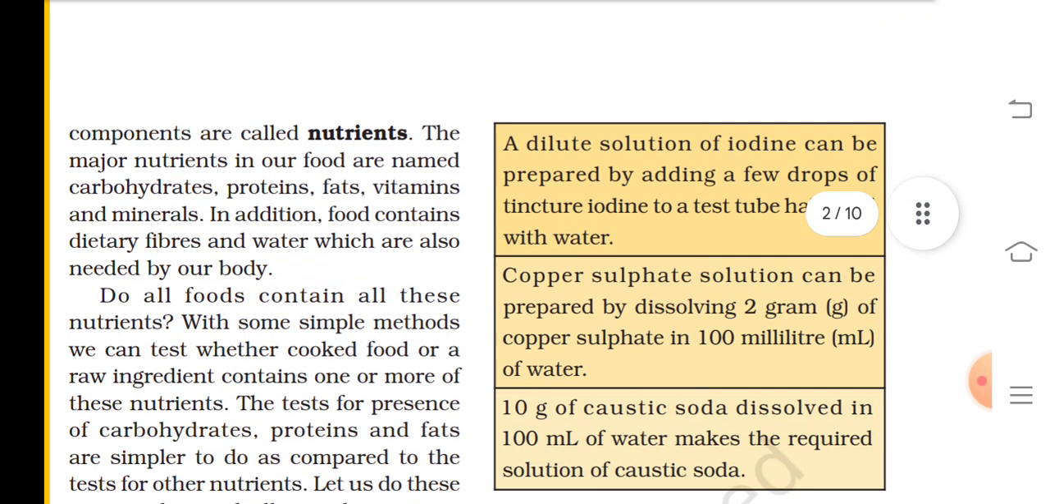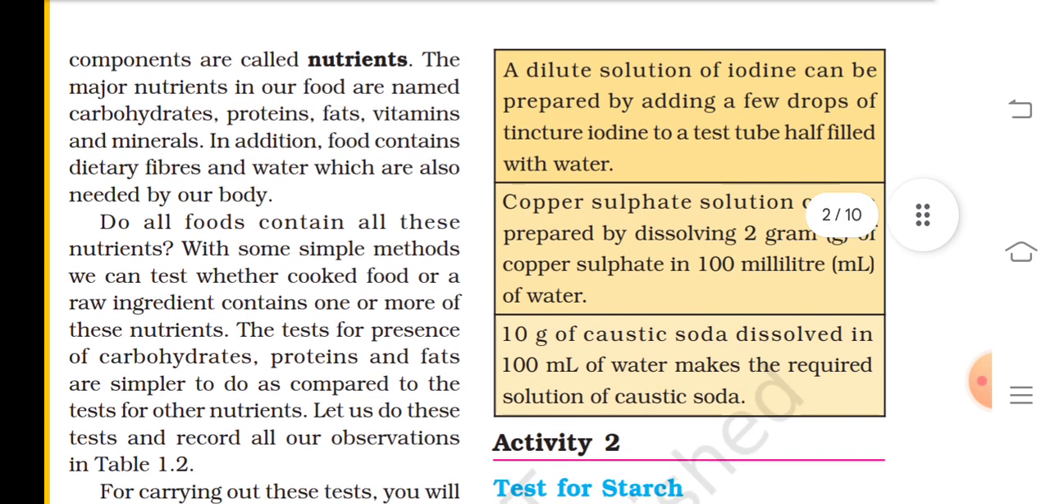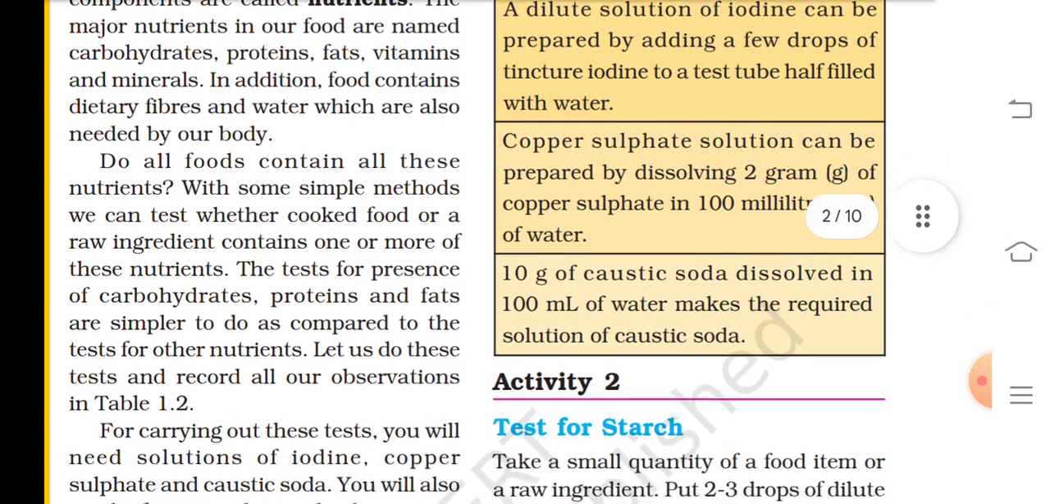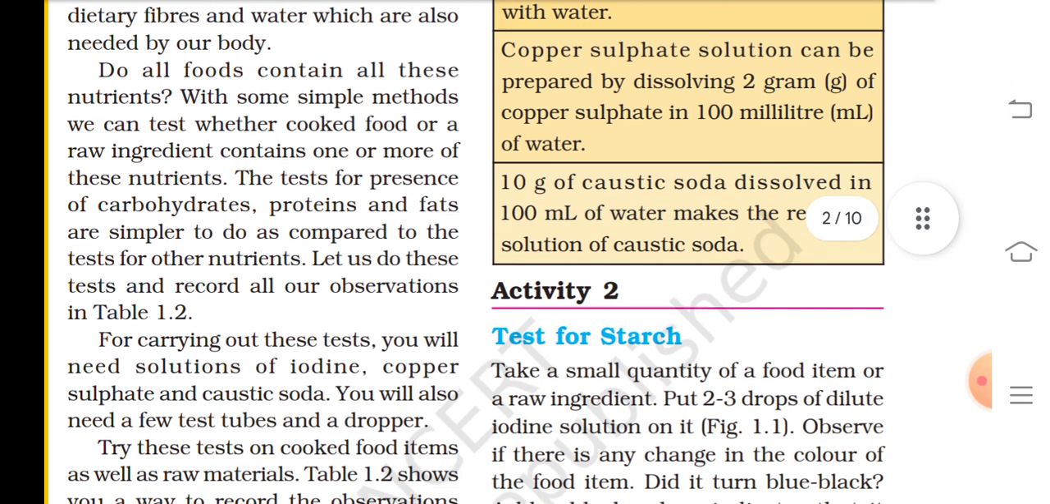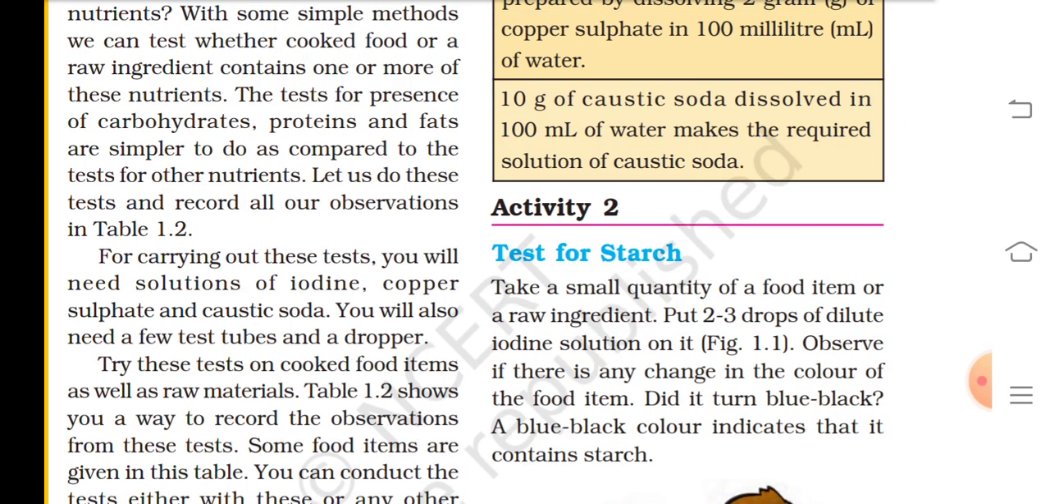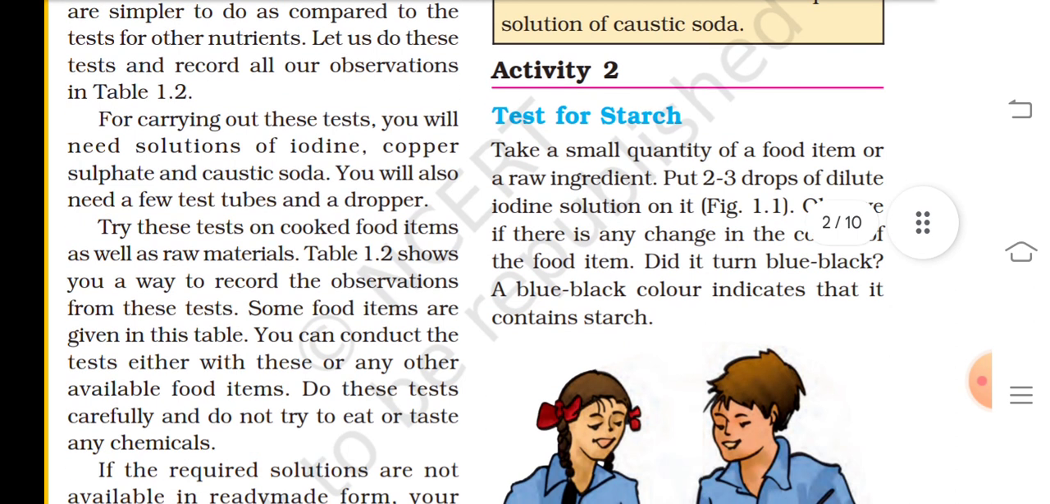A dilute solution of iodine can be prepared by adding a few drops of tincture of iodine to a test tube half filled with water. Copper sulfate solution can be prepared by dissolving 2 grams of copper sulfate in 100 milliliters of water. 10 grams of caustic soda dissolved in 100 milliliters of water makes the required solution of caustic soda.